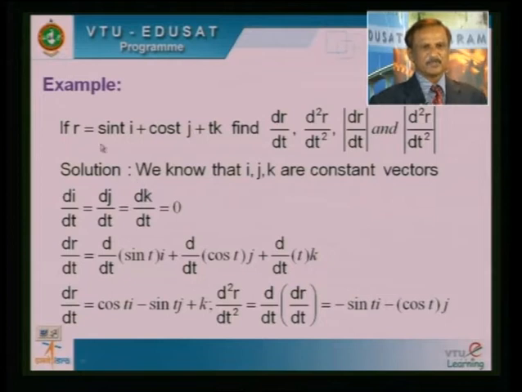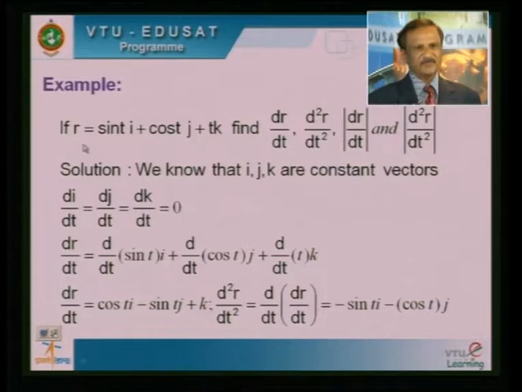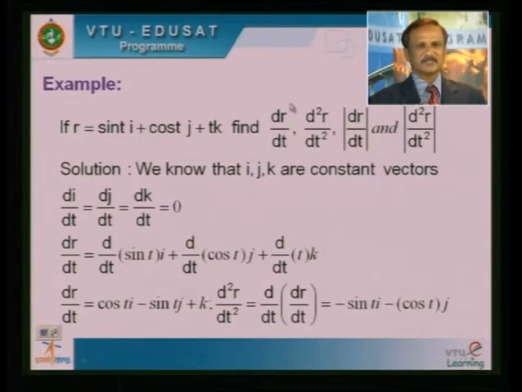Sometimes, along with the derivatives, they may ask you to calculate the modulus of dr by dt, or the modulus of higher order derivatives. So from this example, we will learn how to calculate the modulus of derivatives. Here it is given that r is equal to sin t into i plus cos t into j plus t into k, and it is a vector function. They have asked us to calculate dr by dt, d square r upon dt square, the modulus of dr by dt, and the modulus of the second derivative. I hope without any difficulty you can find the first two. You can differentiate term by term.